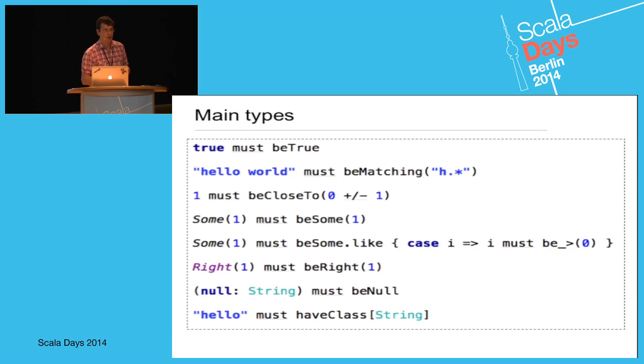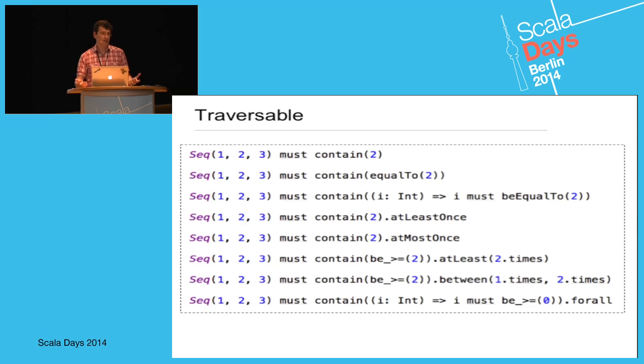So that's for equality, and otherwise you have in specs2 lots of other matchers which you would expect for all the most common data types that you have, like on booleans, on strings with regular expressions, on numerical values, on options, eithers, and so on. And then there's another class of matchers which you are very likely to use from the beginning, which is traversable matchers.